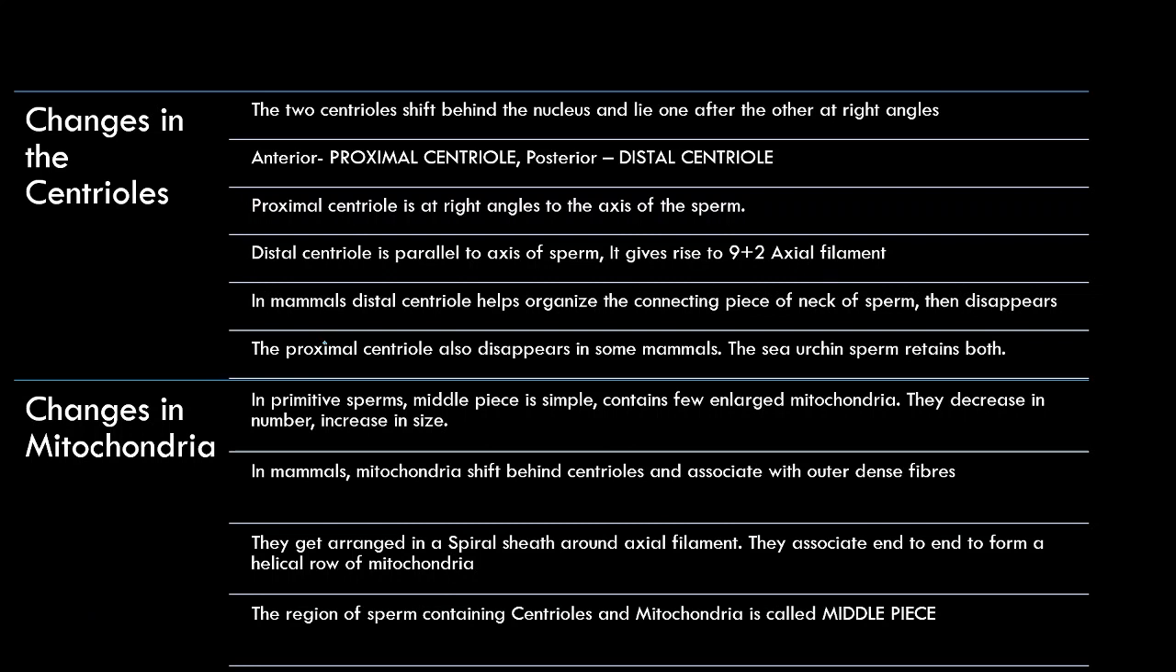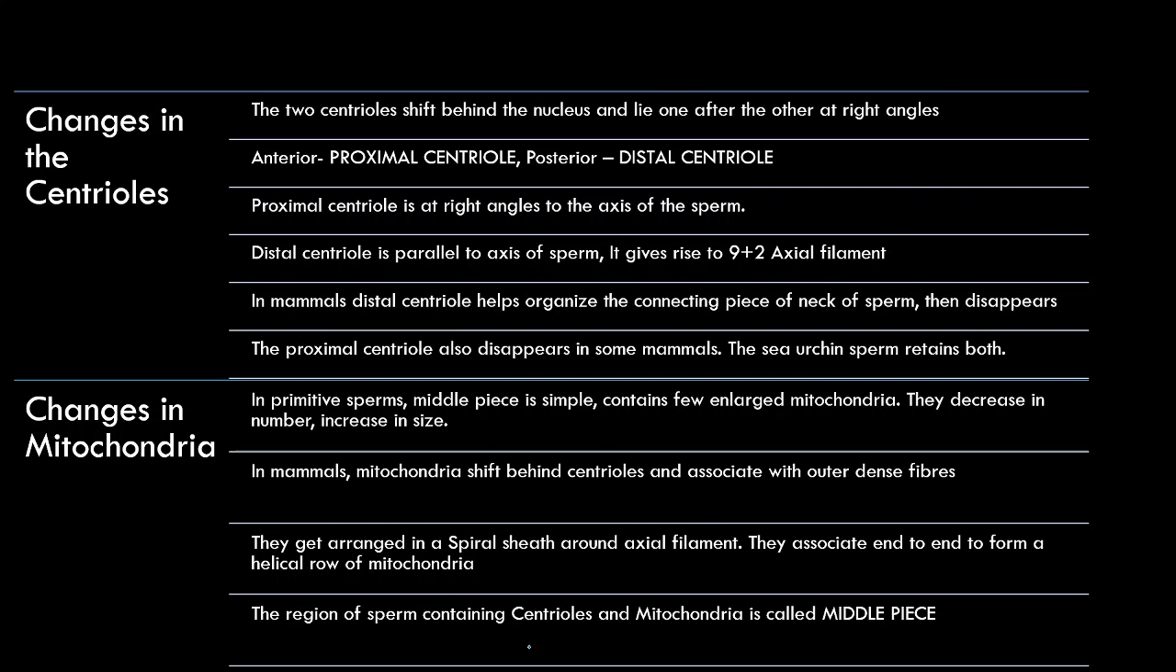In mammals, the distal centriole helps organize the connecting piece of the neck of the sperm and then disappears. In some mammals, even the proximal centriole disappears. However, in case of sea urchins, both the centrioles are retained.